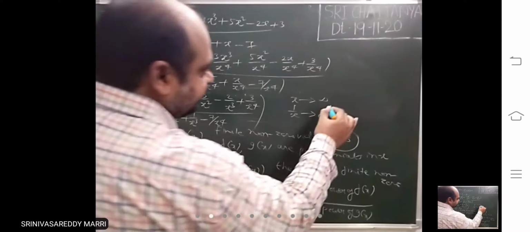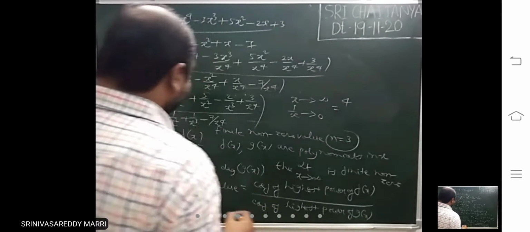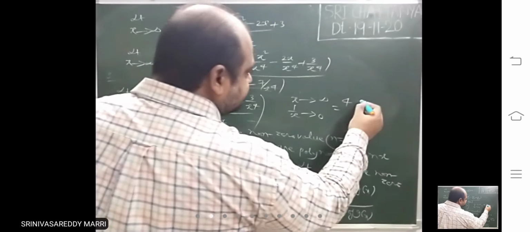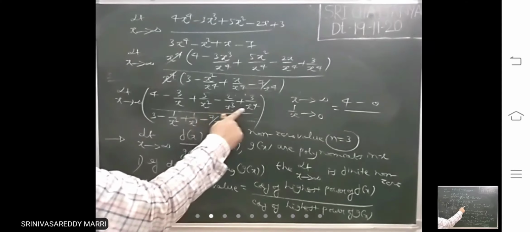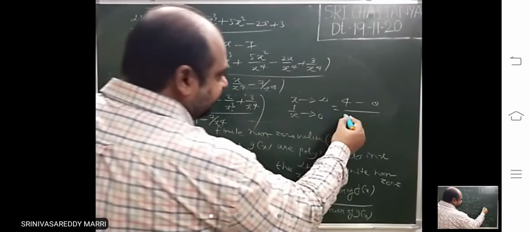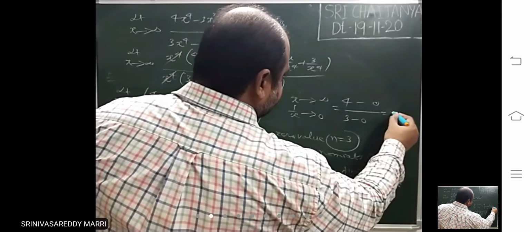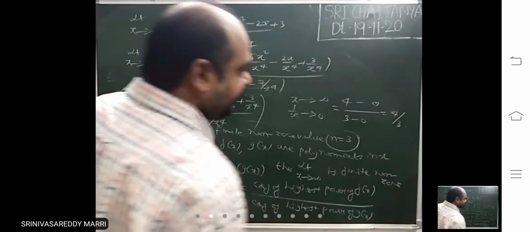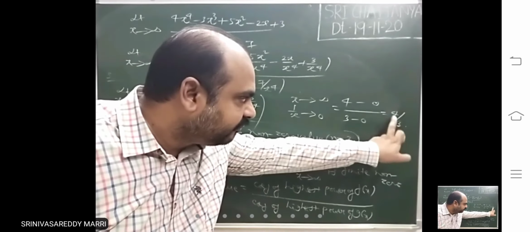0. That means this limit comes out to be, whenever in the denominator x is there, that term will become 0. These all will become 0. Divided by 3, and all these will become 0. That means limit value is what? 4 by 3. Limit value you got is a finite non-zero value, 4 by 3.